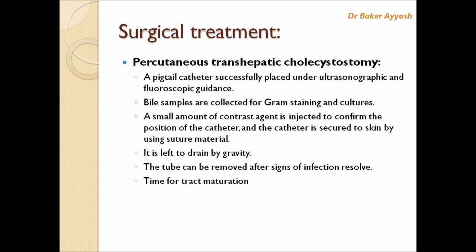In percutaneous transhepatic cholecystostomy, a pigtail catheter is inserted under ultrasound or fluoroscopic guidance. After that, we collect samples for gram staining and cultures. Small amount of contrast agent is injected to confirm position of the catheter. Then the catheter is secured to the skin by using suture material. After that, we leave the catheter to drain by gravity.